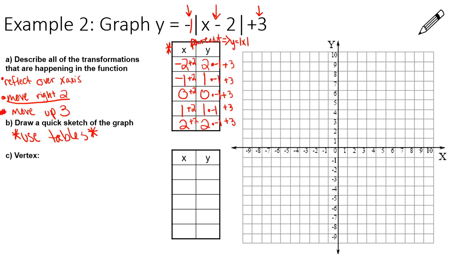And then I'm going to write my new answers in the table that we actually want to graph below, okay? So -2 plus 2 is going to be 0. -1 plus 2 is going to be 1. 0 plus 2 is going to be 2. 1 plus 2 is going to be 3. 2 plus 2 is going to be 4.